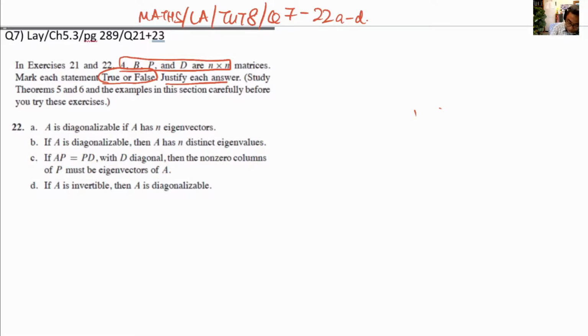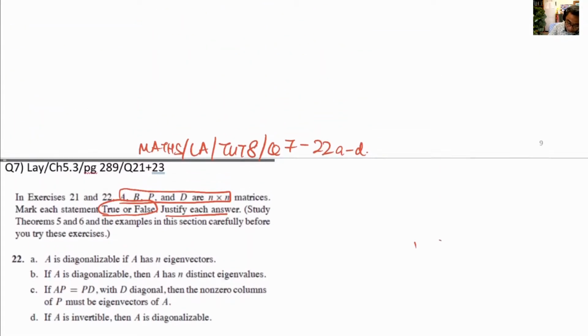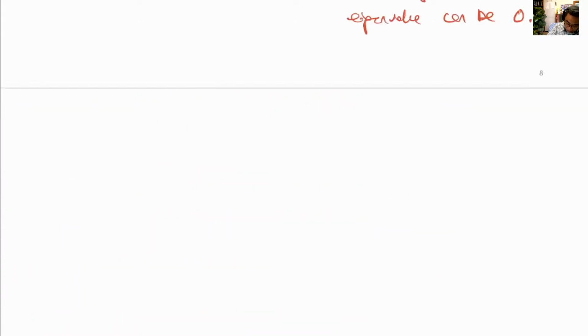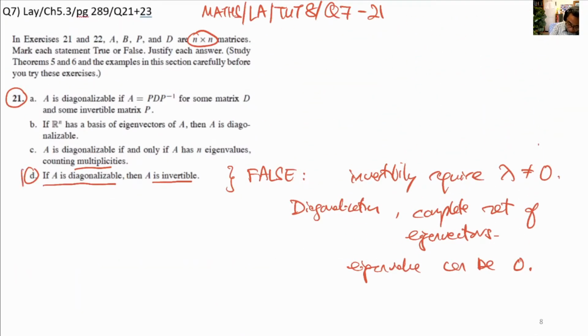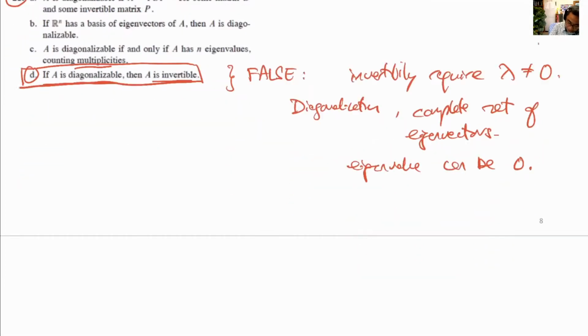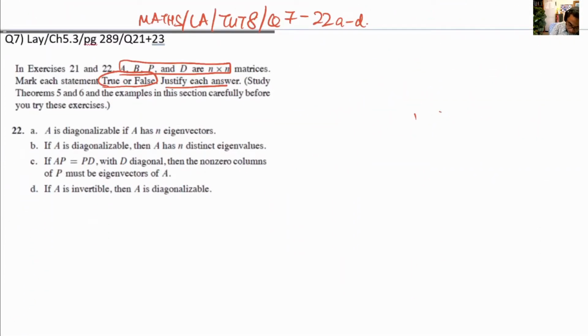The last question is very similar to the previous question of 21D, where 21D was if A is diagonalizable, then A is invertible. Here it is opposite. It says if A is invertible, then A is diagonalizable. And the answer here is false.